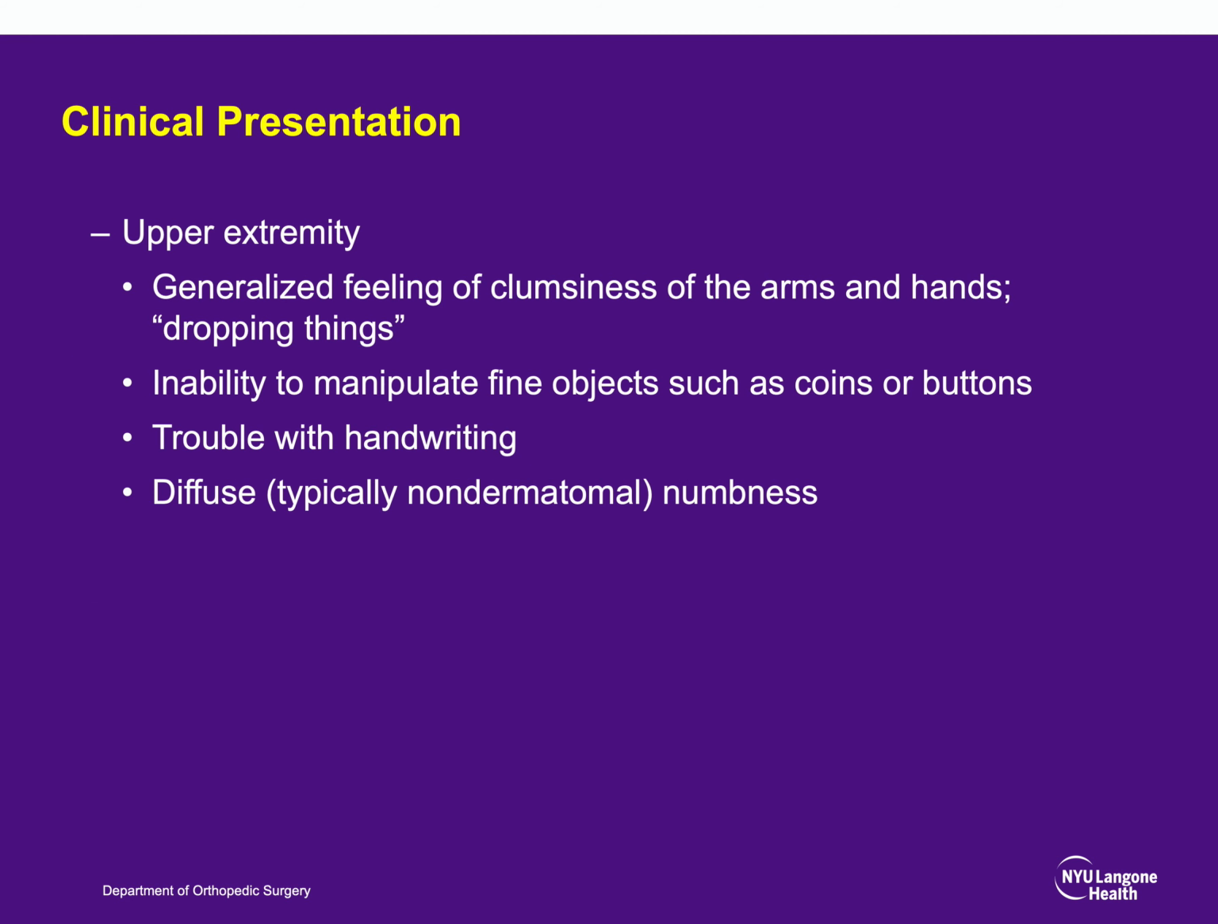Clinical presenting symptoms of myelopathy in the upper extremity include a generalized feeling of clumsiness of the arms and hands, dropping things, inability to button one's own shirt, and trouble with handwriting. They will often talk about inability to sign their name on a check. They also complain of diffuse numbness.